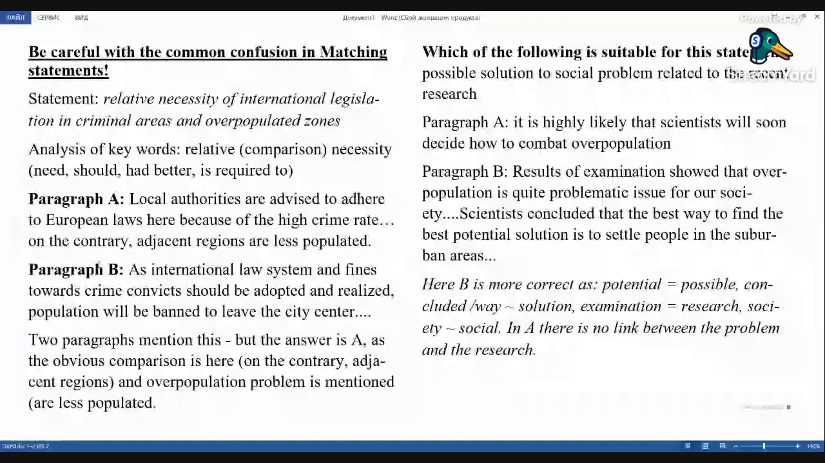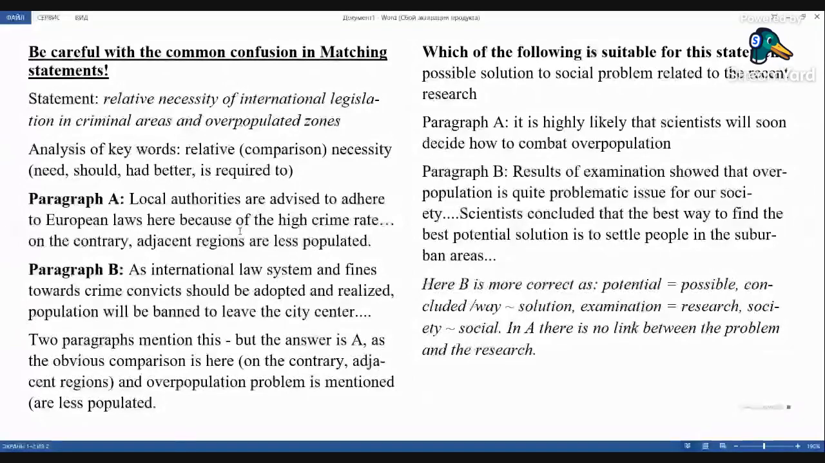In the first paragraph, you can see local authorities are advised to adhere to European laws. Actually, European laws can be considered international ones here, because of the high crime rate. So we can see criminal areas. So in some place, on the contrary, adjacent regions are less populated. As it shows on the contrary, it means something opposite is mentioned. And if they are less populated, the area about which we are talking is more populated. So we can consider this answer.